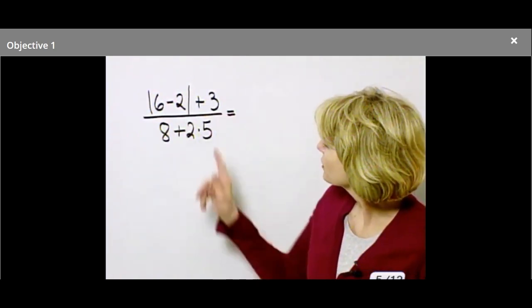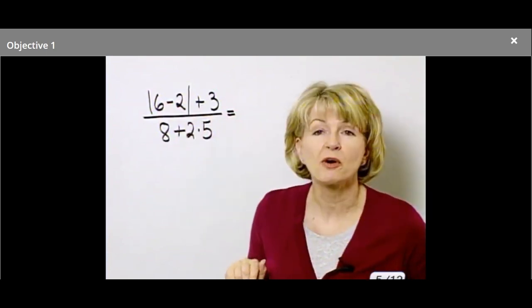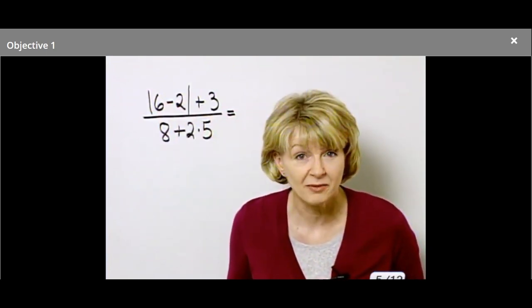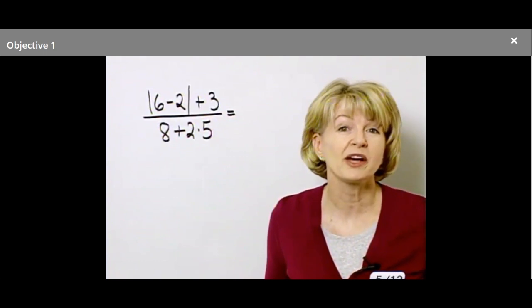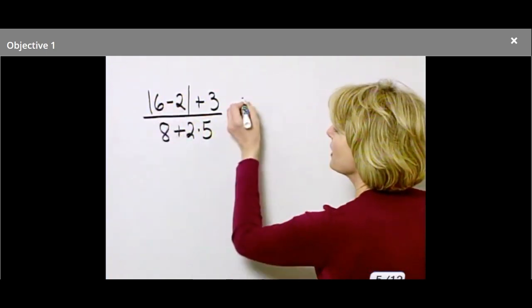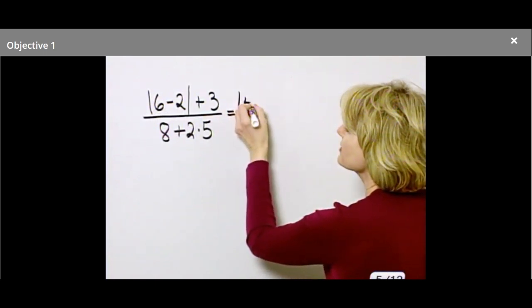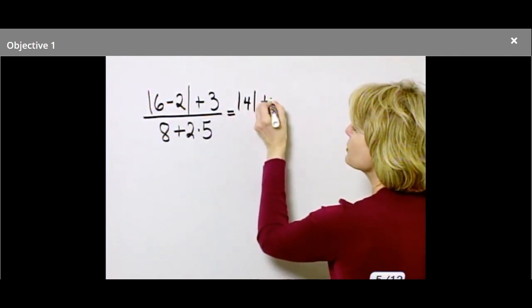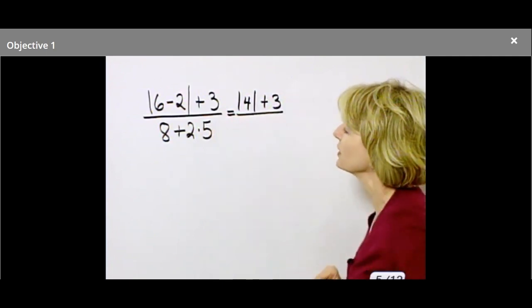In the numerator, we have these absolute value bars. That serves as a grouping symbol, so we will evaluate within the absolute value bars first. What is 6 minus 2? It is 4. So I have the absolute value of 4 and then plus 3.